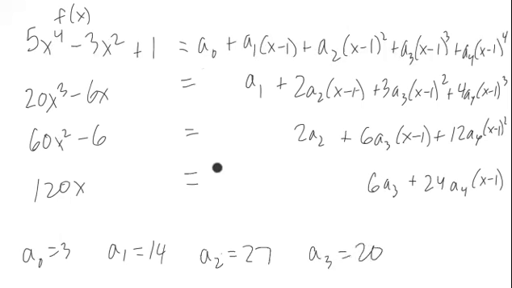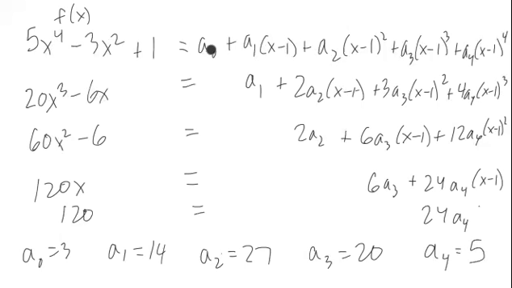Now, how do you figure a4 out? You take a derivative on both sides. 120 is equal to 24a4. That's it, right? And you divide 120 by 24, and we would end up getting a4. So let's see, if we did 5, 5 times that is that. So yeah, we get 5. So a4 is equal to 5.